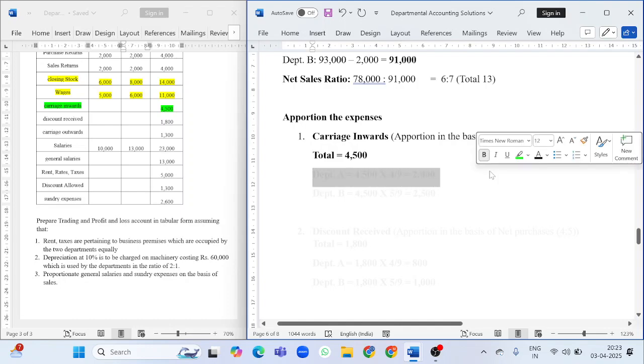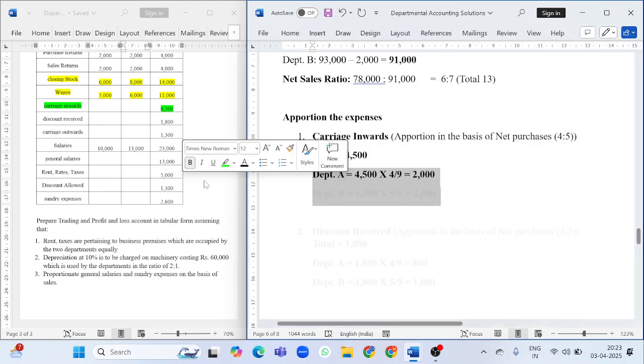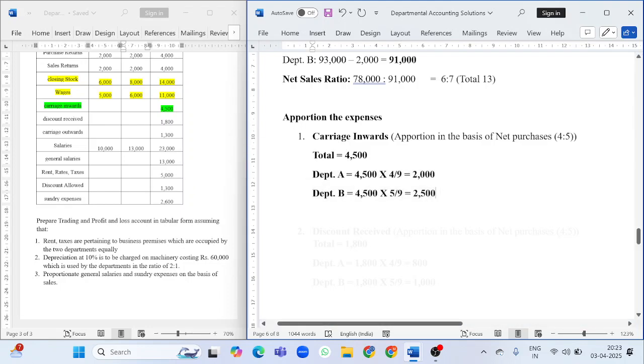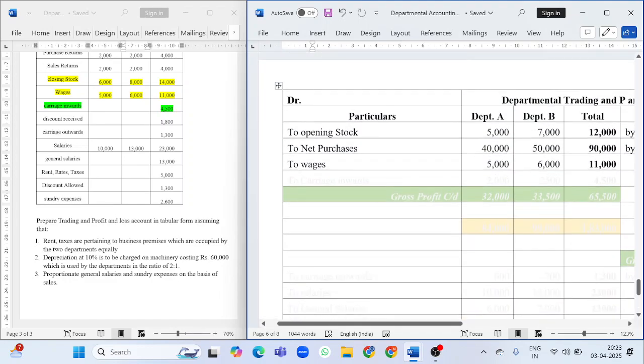First let me take department A. So the total carriage expenses is 4,500 into 4, which is the ratio of department A, and the total ratio is 9. So I will get the value 2,000 rupees. And when we calculate it for department B, again 4,500 is the total carriage inwards, 5 by 9 is the ratio, we will be getting 2,500. And now this thing we have to show in our trading account.